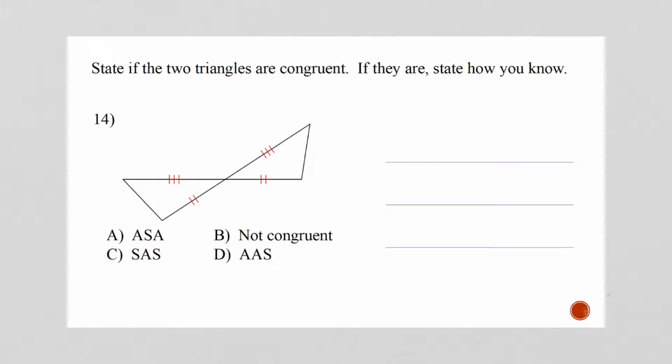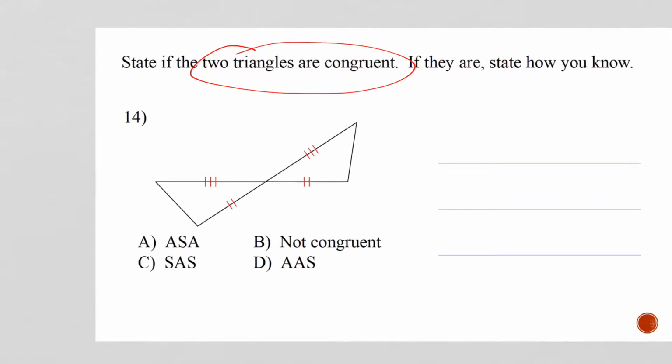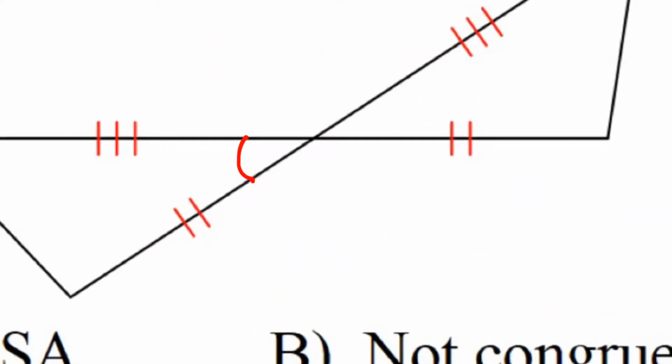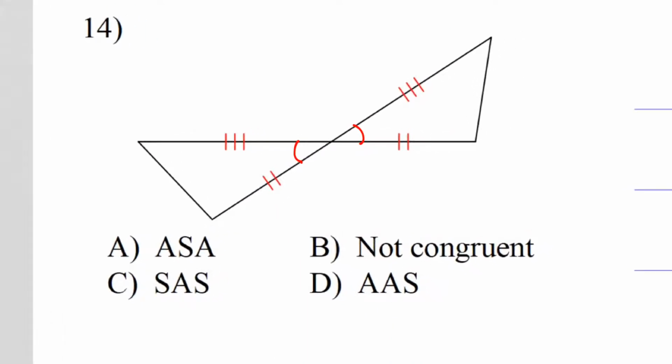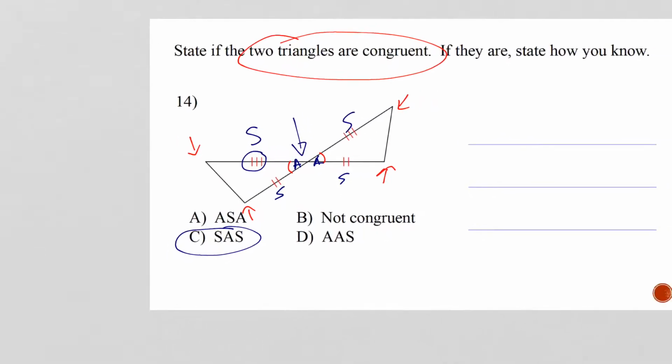Number 14. State if the two triangles are congruent. Are they? We have to determine this. Well, I know that these two triangles are in fact congruent. And there's one piece of information that I can add that I should know, and that's vertical angles. Whenever you have vertical angles, you can draw these in if they're not drawn in for you. But I don't know anything else about any of the other angles. I can't make any assumptions, but I can for the vertical angles. So now I have side, angle, side for this triangle, and I have the same thing here. So by side, angle, side, these two triangles are congruent.